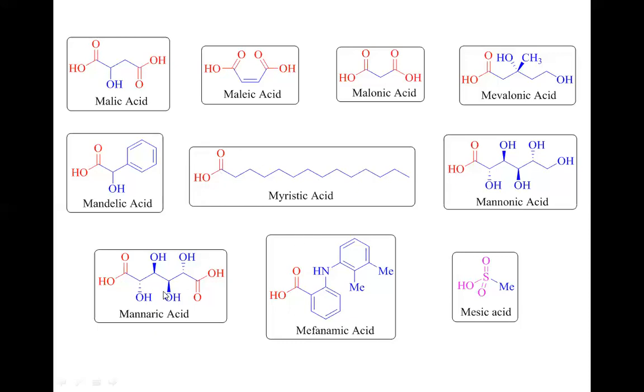Mannonic acid and mannaric acid are basically derived from the sugar mannose. And you know that mannose, when oxidized, may give the mannonic acid, and it may also give the mannaric acid. It depends upon the strength of the oxidizing agent. If we use a milder oxidizing agent such as bromine, we will have only the aldehydic part of the mannose oxidized to have the mannonic acid.